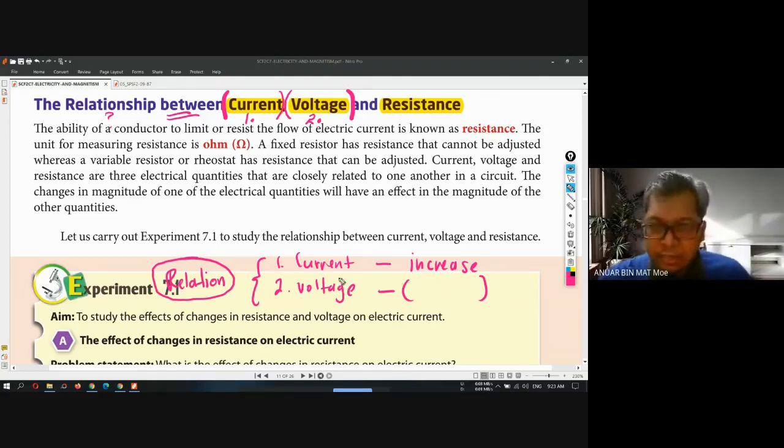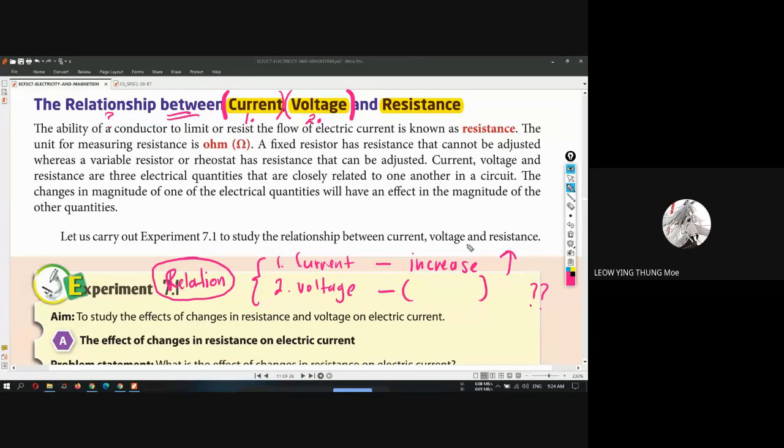There is a relationship, meaning, for example, what happens to the voltage if current increases? This is what we need to know. Can you understand this, class? Yes. Okay, very good. Thank you.